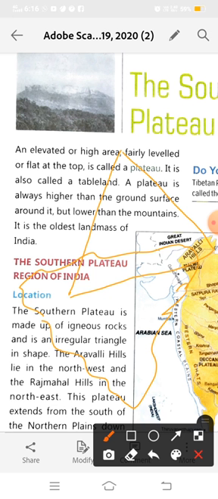Now the main point why it is known as the oldest landmass of India is that it was formed due to the breaking and drifting of the Gondwana land, and thus making it a part of the oldest landmass.